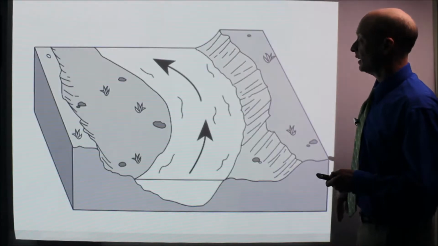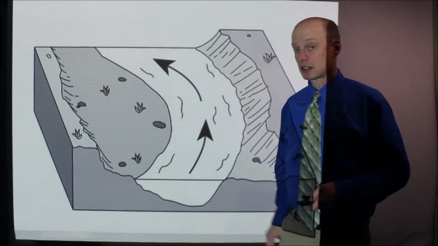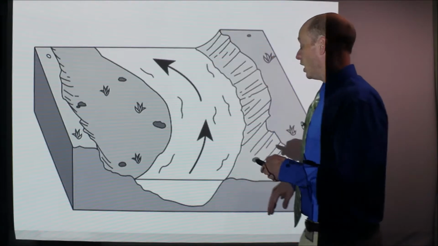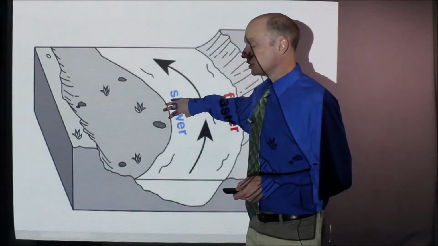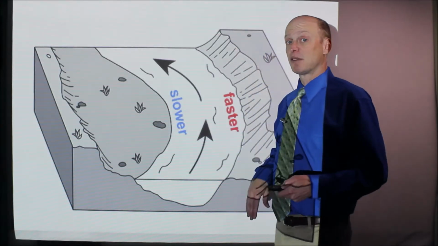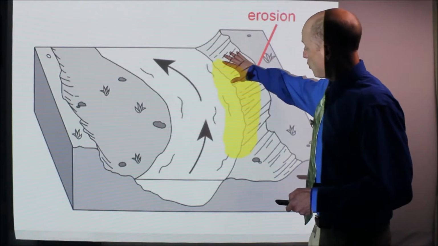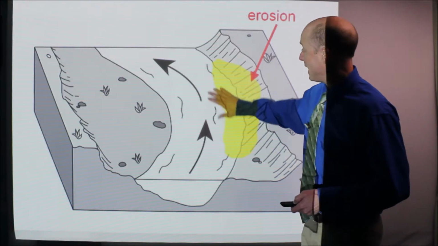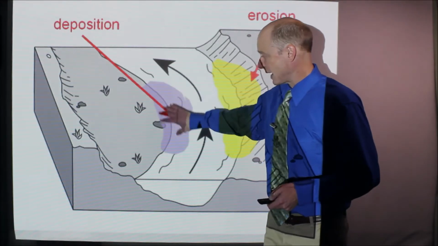Okay, so let's look at a curve. Here you have a curve, the outside and the inside of the curve, and the stream velocity is going to change at a curve. You're going to have faster water on the outside, and the water goes slower on the inside. What does that mean for erosion and deposition? When the water goes faster, there's going to be more erosion. So the outside of a bank is going to have erosion, and the inside of the bank is going to have deposition.